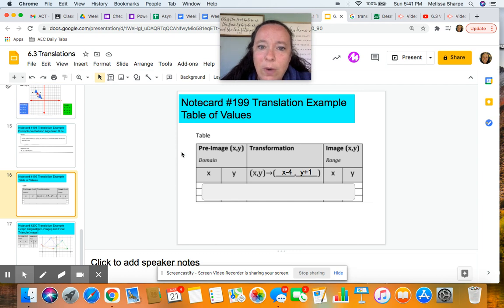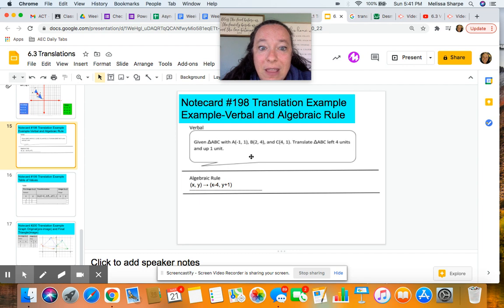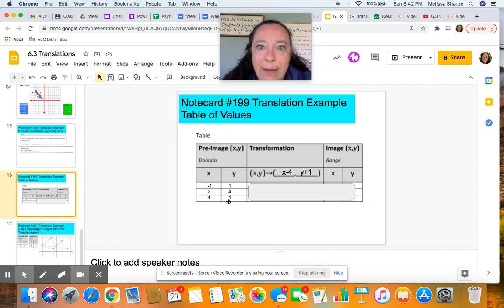All right, so note card 199, I am being a little extra because I want to make sure that you understand how to do this. This is a translation example, the same one, but I want you to fill out a table of values. So I want you to put your original XY points right here. Okay, so I got those original XY points from this verbal rule. A is (-1, 1), B is (2, 4), C is (4, 1). And I put those right here in a table, okay?